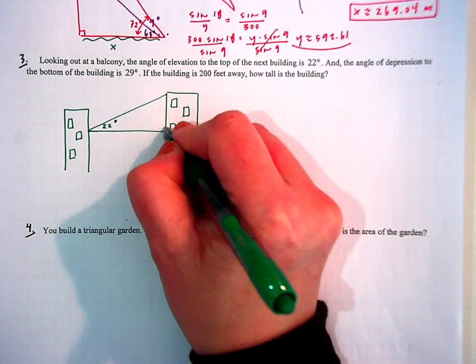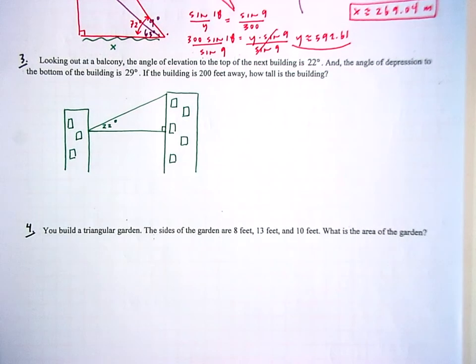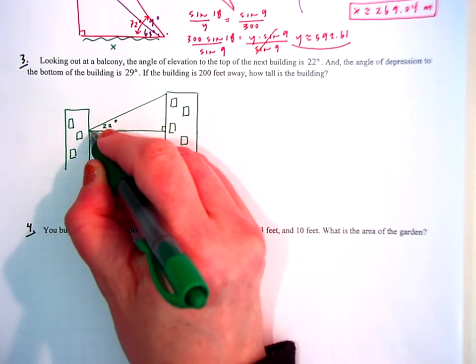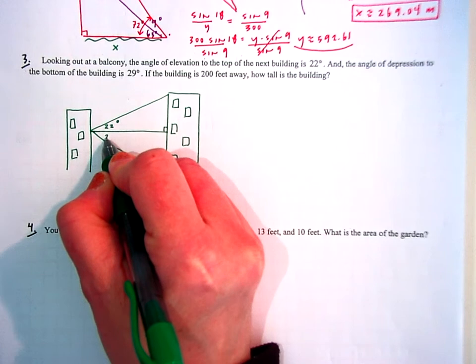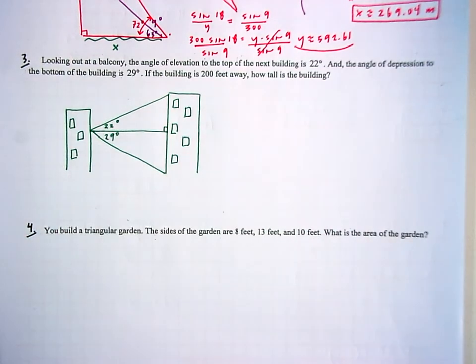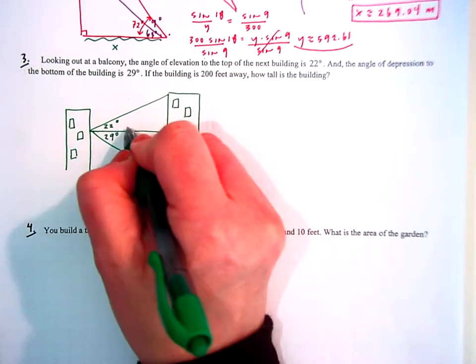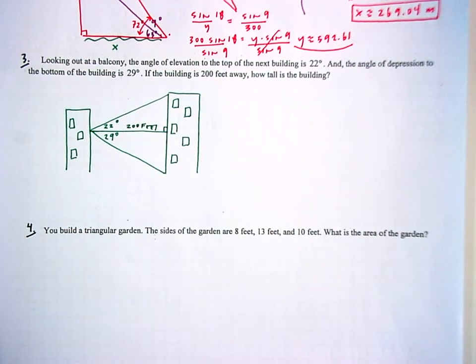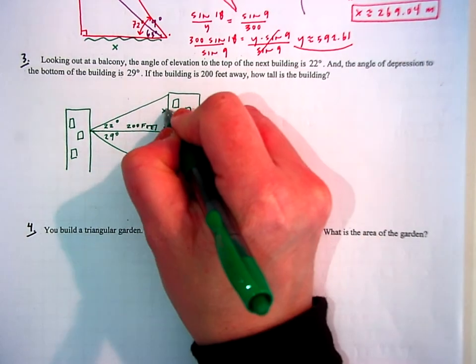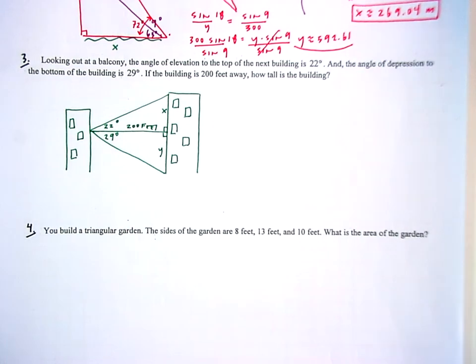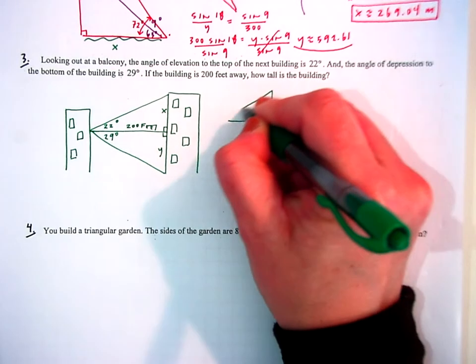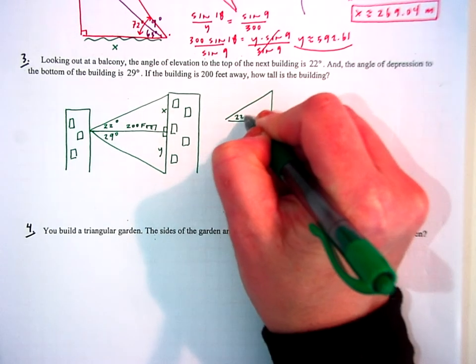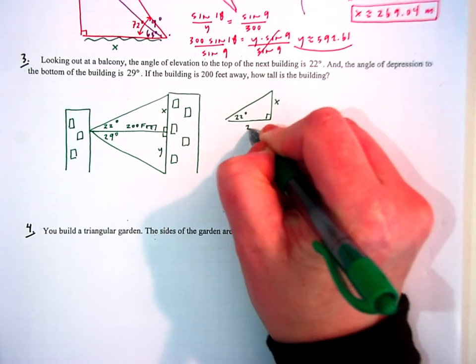Okay, this is a right angle right there. The angle of depression, so from that horizontal looking down to the bottom of the building, is 29 degrees right here. Okay, if the building is 200 feet away, so here's my 200 feet, how tall is the building? So I could call this X and I could call this Y. So what's nice here is that I really have two right triangles. So probably easier for me to visualize them as separate triangles, solve for the X, solve for the Y, and then add those two numbers together.